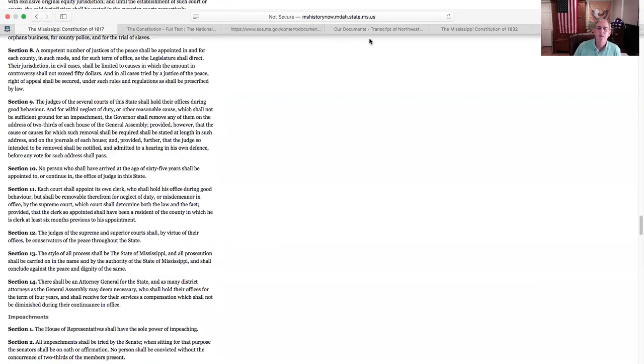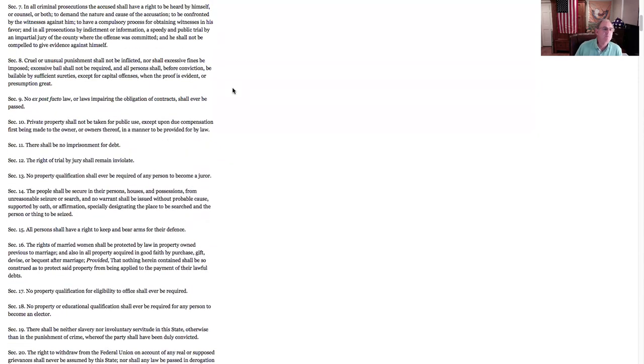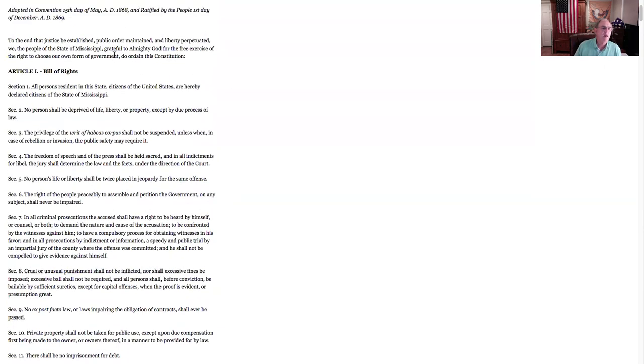There's another one here in the mix. Okay, so this is the 1868 or 1869. It was ratified in 1869. This is after the Civil War. They had to amend their constitution and restart things after the Civil War. And most of the southern states had to do that because their whole society was collapsed by the war and they had to start over. So after the Civil War, they amended their constitution.